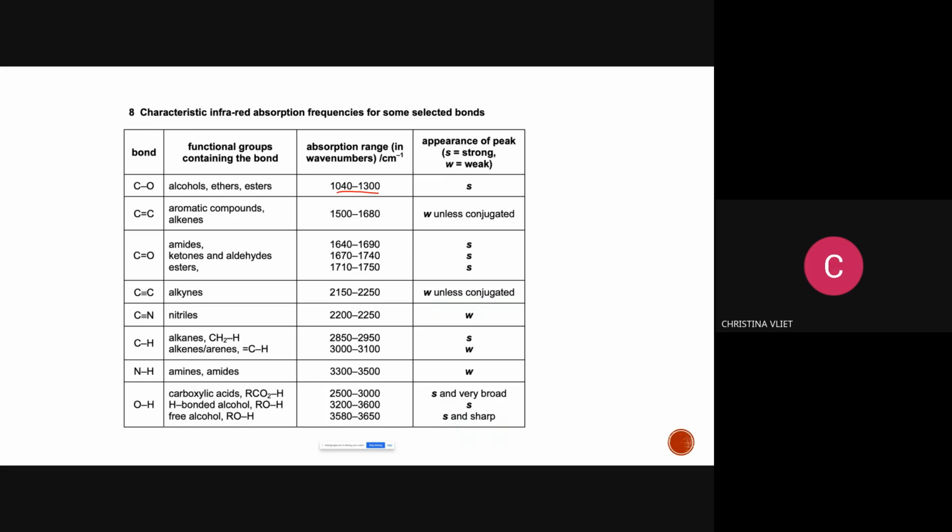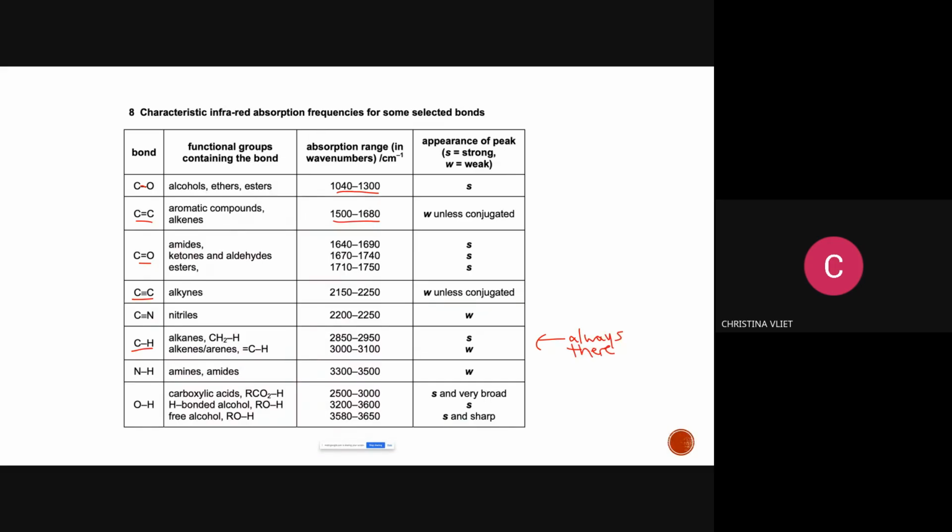And so if I have a C single bond O, which is present in alcohols, ethers, and esters, you get something, what I think is a trough, but they call a peak, between 1040 and 1300. And S means that it's strong. Strong means it goes down far. Weak means only maybe halfway. And then you've got C double bond C, alkenes, 1500 to 1680. C double bond O, that's your carbonyl groups typically. C triple bond C, alkynes, we don't really talk about those, but non-zero chance. CH, alkanes, this should always be there.